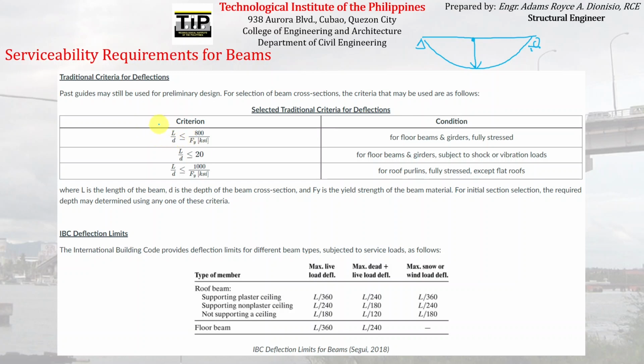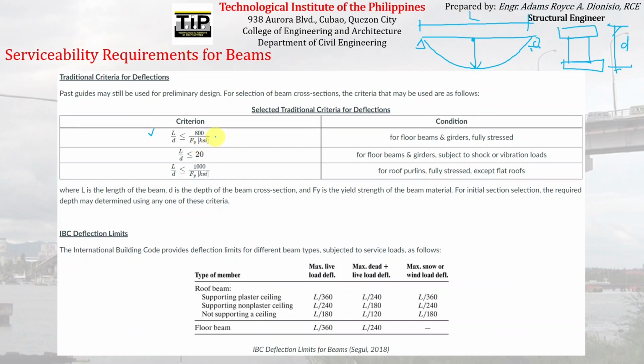For preliminary design, for example, for this particular formula, the ratio of the length of the beam, this is the length of the beam, divided by the total depth of the beam. So if this is your I-beam, this is the total depth, the D. So the ratio of the length of your beam to the total depth of your steel beam will always be less than or equal to 800 over Fy, wherein Fy is in PSI.